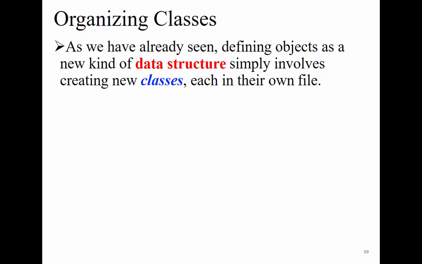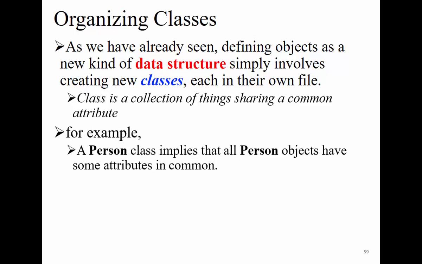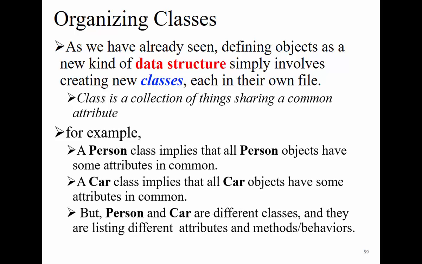So we already see the structures. We define the classes. All the classes, we define on a separate file. To define the class, you have to create a file, and the name of the file is the same as the name of the class. Okay? The class is actually a collection of objects sharing common attributes. A person, for example, is an object with some common attributes. You create a class for the persons. A car is a class, which implies that all car objects have the same common attributes. But person and car are different classes, and they list different attributes, methods and behavior.